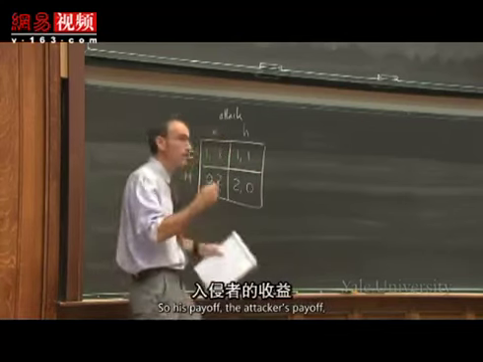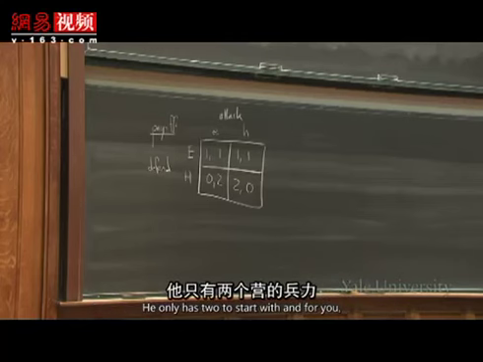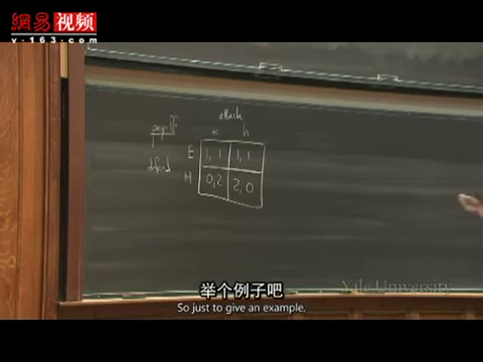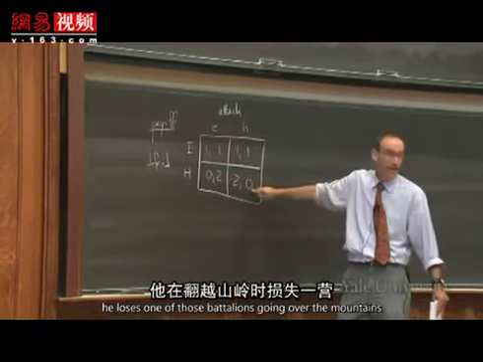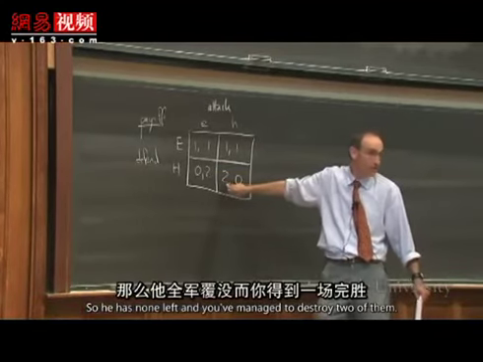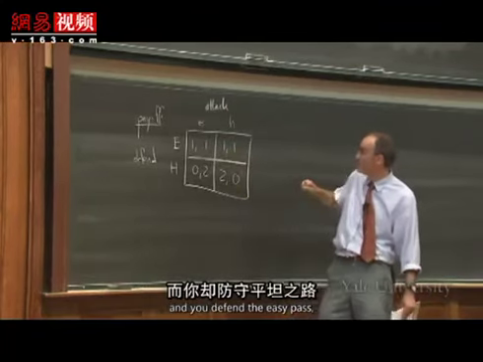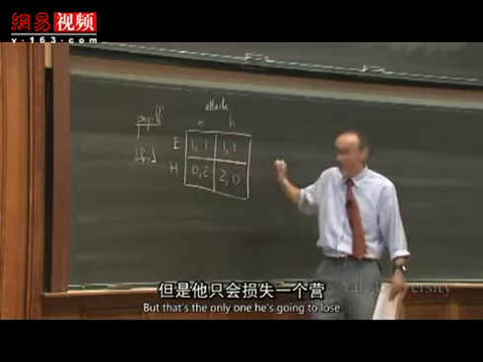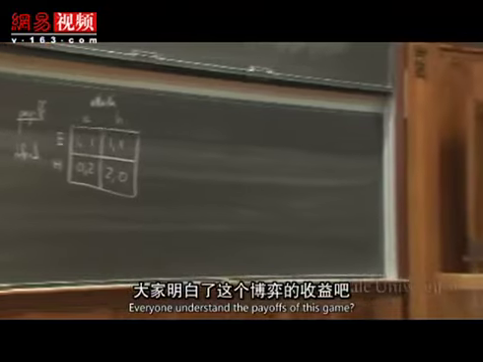All right, so his payoff, the attacker's payoff, is how many battalions he gets to bring into your country. He only has 2 to start with. And for you, it's how many battalions of his get destroyed. So just to give an example, if he goes through the hard pass and you defend the hard pass, he loses 1 of those battalions going over the mountains and the other one because he meets you. So he has none left, and you've managed to destroy 2 of them. Conversely, if he goes on the hard pass and you defend the easy pass, he's going to lose 1 of those battalions, so he'll have 1 left. He lost it in the mountains, but that's the only one he's going to lose because you were defending the wrong pass. All right, everyone understand the payoffs of this game?